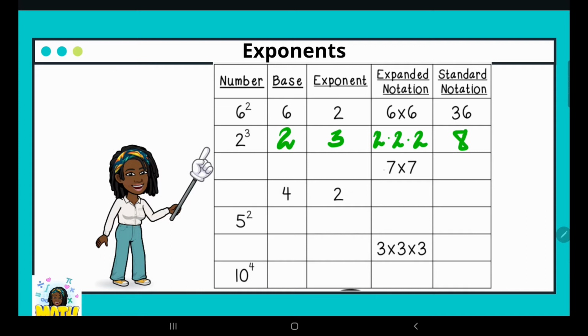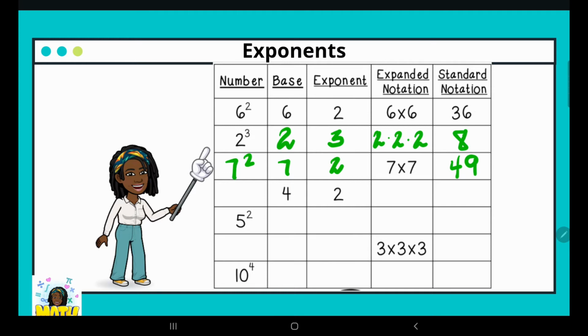Now, this example is asking us to work a little bit backwards. So it gave us the expanded notation and wants us to fill in the other values. So now I know if I'm multiplying a number by itself twice, that's going to give me an exponent of 2. And the number that's being multiplied by itself is our base. So that's 7 squared. 7 times 7 is 49. That's a perfect square, similar to 36.